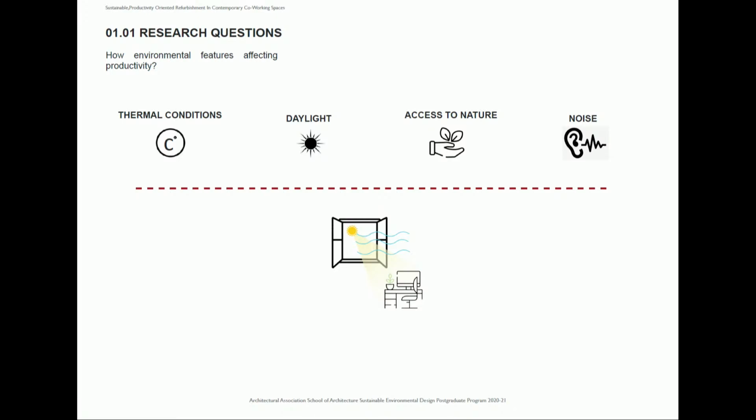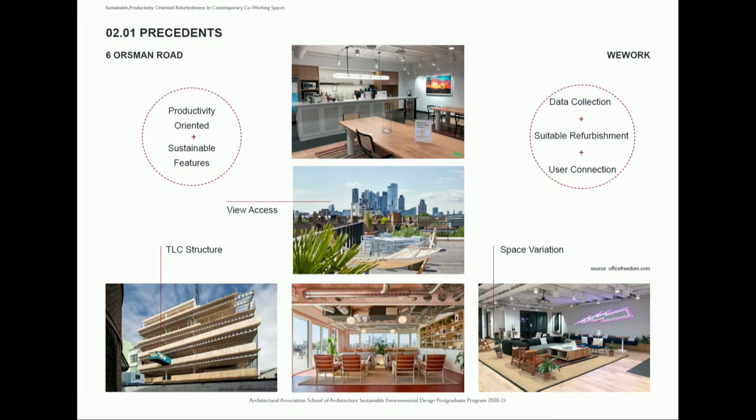As I said before about co-working spaces, noise is also an element that affects productivity considerably. Regarding the precedents, I studied two. The first one is Six Horsemen Road, which is located in London, and is a productivity-oriented building that is made to be sustainable. The building is made from CLT and has paid attention to view access and accessing daylight in the building. Another precedent is WeWork, a well-known co-working space which has several spaces in London. The one I studied is a space that they refurbished around the Bank area.